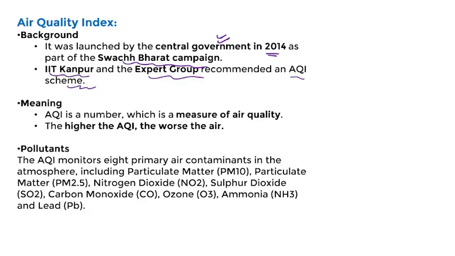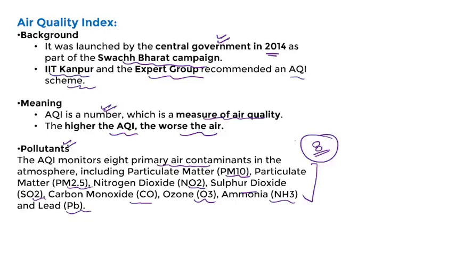Now, what is AQI? The Air Quality Index is actually a number which measures the quality of air. All right. Higher the AQI, worse the air. Remember this. And this AQI monitors 8 primary air contaminants. These are particulate matter 10, particulate matter 2.5, nitrogen dioxide, sulfur dioxide, carbon monoxide. All right, not carbon dioxide, carbon monoxide, ozone, ammonia, and lead. And these eight should be learned by heart, means you have to mug it up.